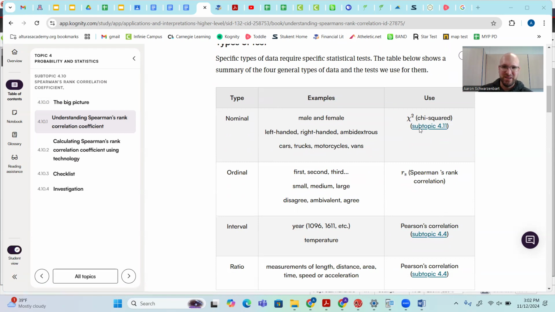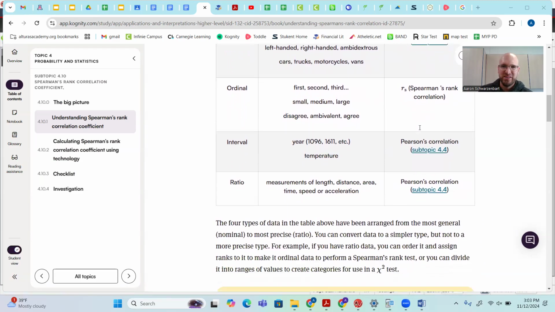Ordinal is oftentimes done with rank correlation: first, second, third, small, medium, large, disagree, ambivalent, agree. Anything where you've got categories and there's a particular order to the categories, or you just rank the orders. There's interval data or just general numerical data. Interval can be like chunks, like a histogram, or it can simply be numerical data. And there's ratio data: measurements of length, distance, area, time, speed, or acceleration. Ratio speed is often meters per second. That's ratio data.